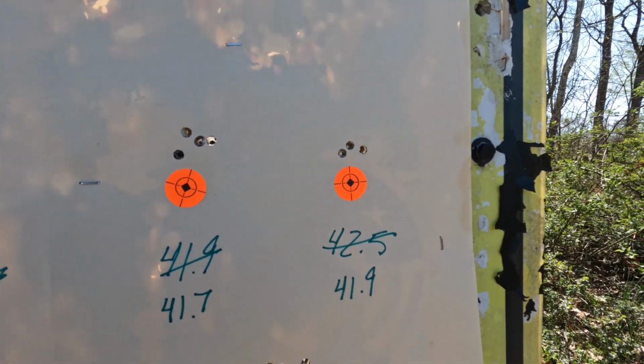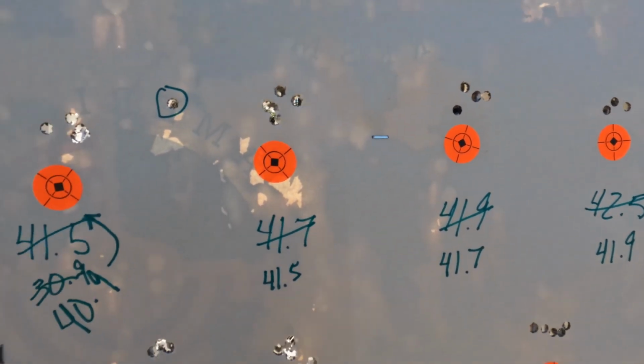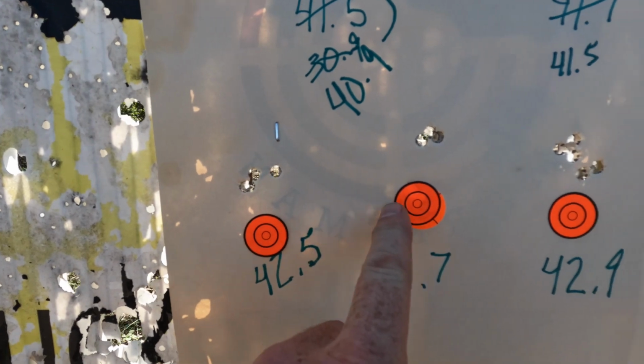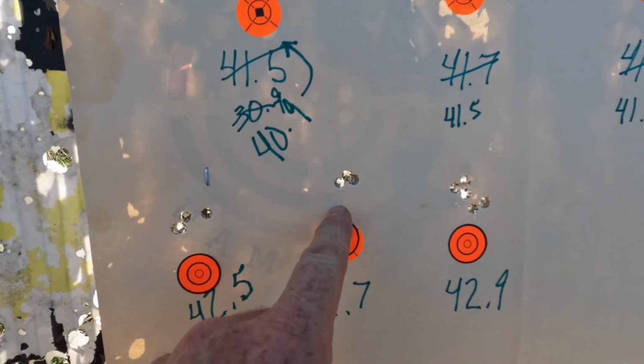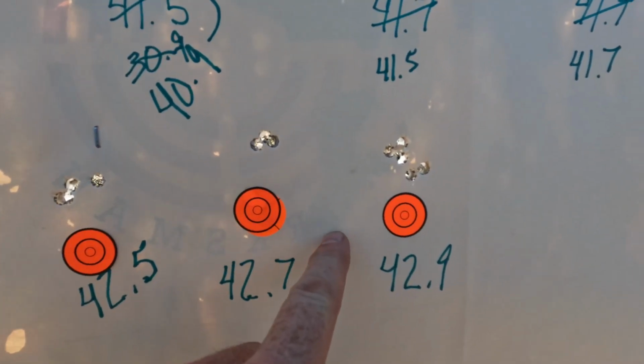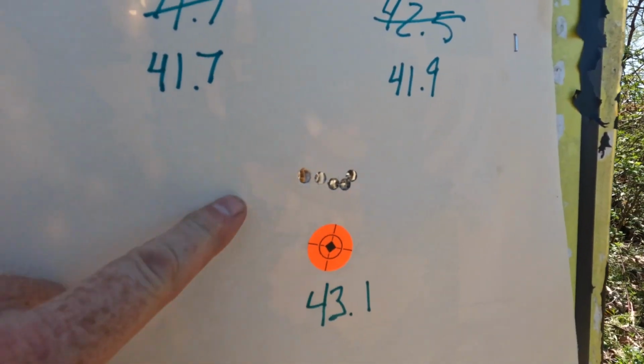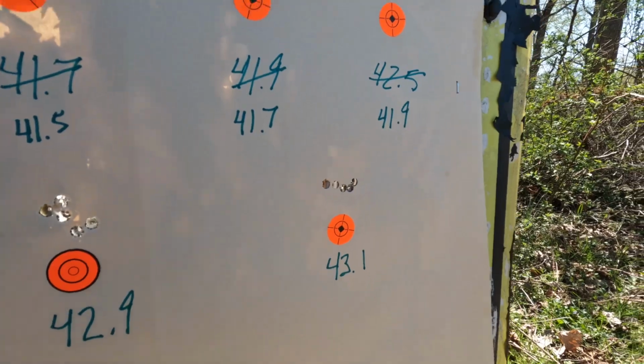It's a 3-shot group. This is where I started having primer problems. 42.5, 42.7, 42.9, 43.1. That 43.1's too hot. Had heavy bolt lift on that. Anything over 43 or above, I think, is out of the picture.